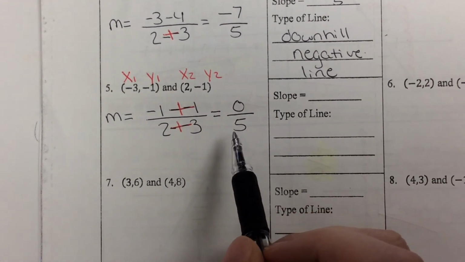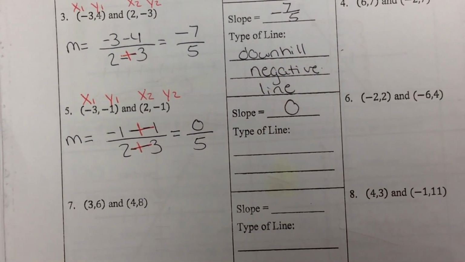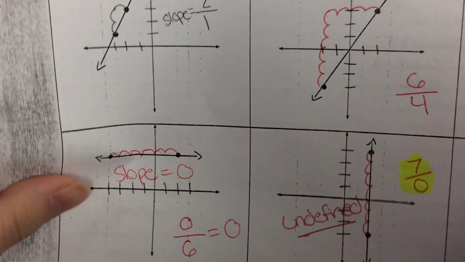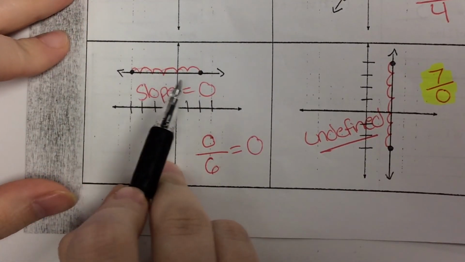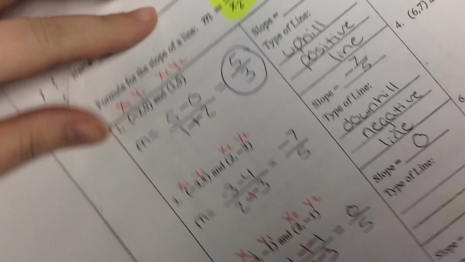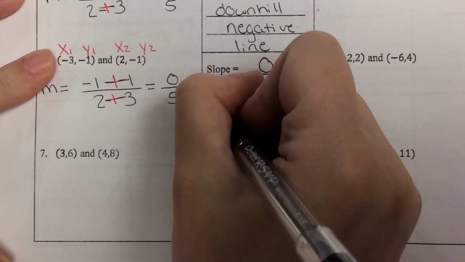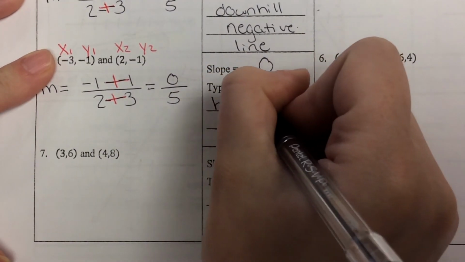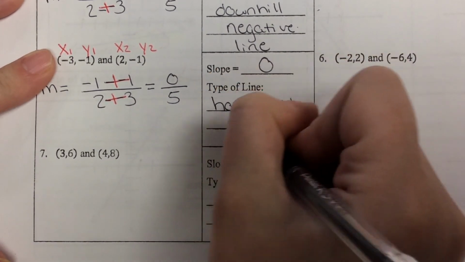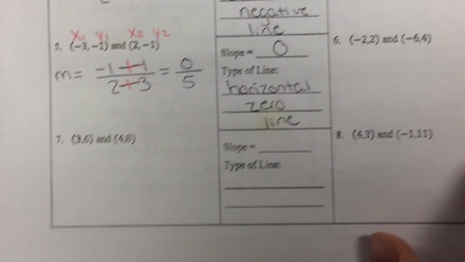0 divided by any number, we talked about this on the first page of notes, is going to be a slope of 0. Let's look back. When we had a slope of 0, what kind of line was this? This was a horizontal line. Okay? So we're going to name this a horizontal 0 line.